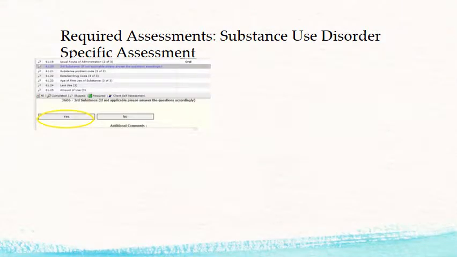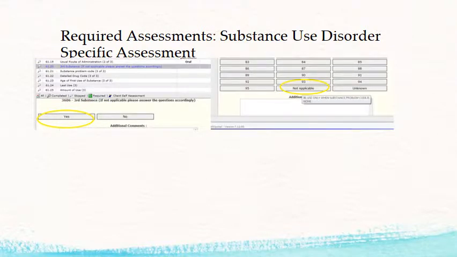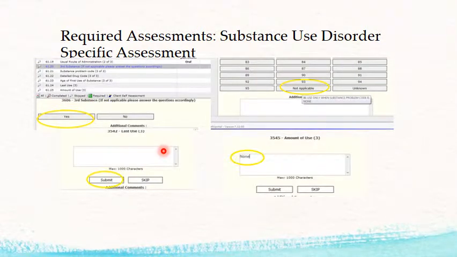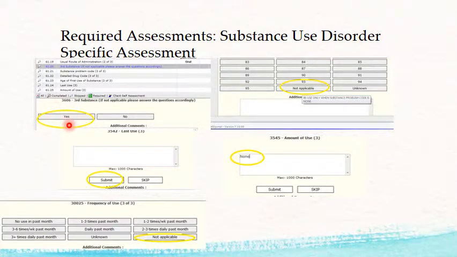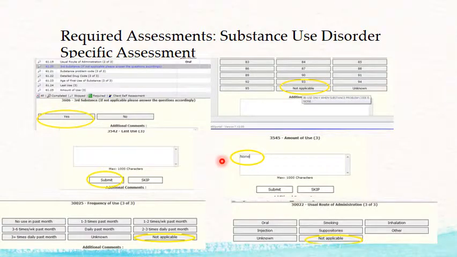You'll do the same for the third substance. So if there is no third substance that's being used, you'll click yes. You can type in the box, there is no third substance. Then you'll click not applicable, not applicable. For last use, you can leave that blank and click submit. Amount of use, you can leave that blank. You can also type in none if you're more comfortable with that and click submit. Frequency, not applicable. Usual route of administration, not applicable.